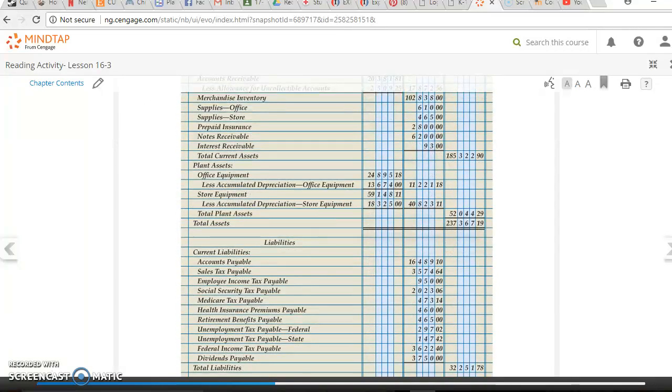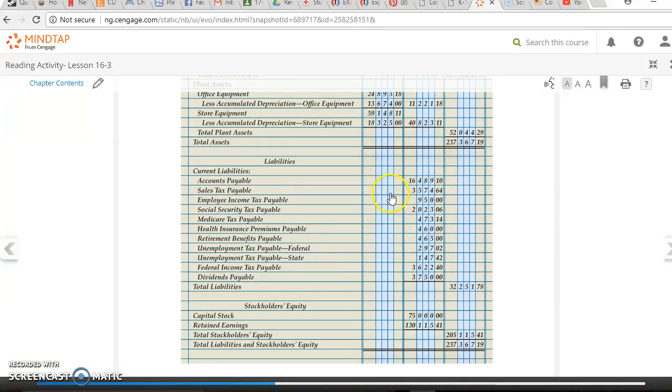One thing that you do want to prove, as always, is that your assets equal your liabilities and stockholders' equity. I have a double line here and a double line there. When you're done with the balance sheet, these two numbers should be equal.